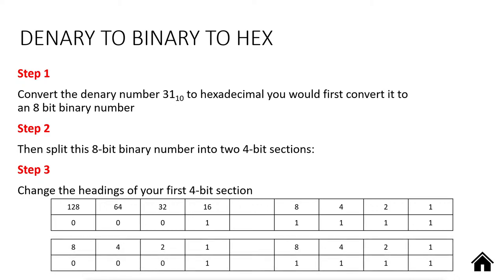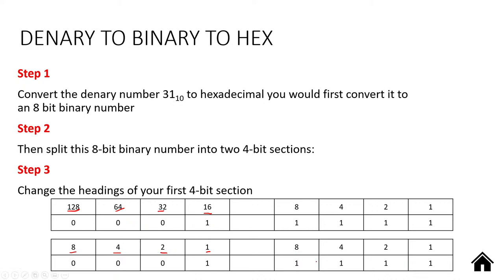You split it down. You change the headings. Look at the headings changed. Here, it's not 16 anymore, it's 1. It's not 32 anymore, it's 2. It's not 64, it's 4. It's not 128, it's 8. Yeah, so that would be 1.